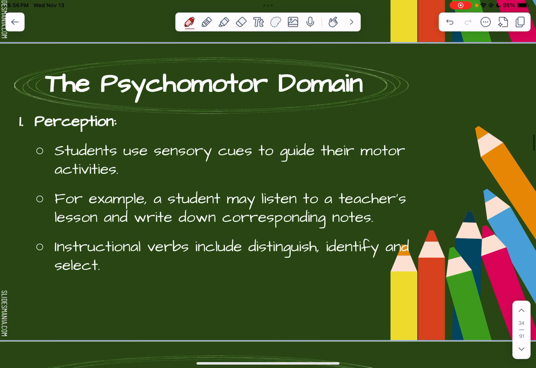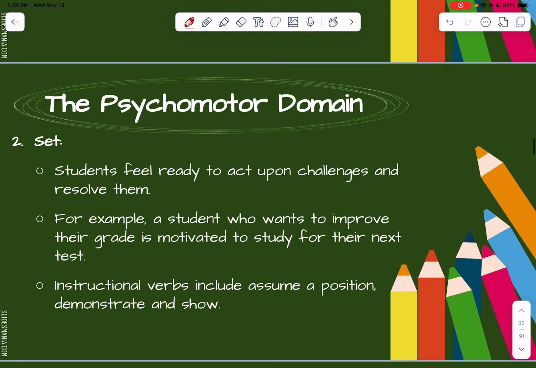The first one is perception. Students use sensory cues to guide their motor activities. For example, a student may listen to a teacher's lesson and write down corresponding notes. Instructional verbs would be things like distinguish, identify, and select.